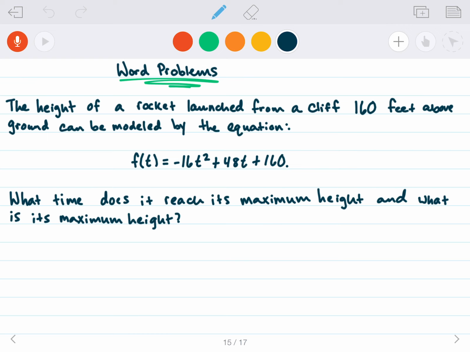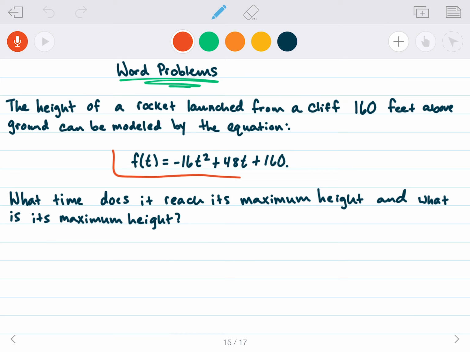All right, let's do some word problems and talk about what the vertex means in these real-world contexts. So first problem, the height of a rocket launched from a cliff 160 feet above ground can be modeled by the equation f of t equals negative 16t squared plus 48t plus 160. We want to know what time it reaches its maximum height and what its maximum height is.